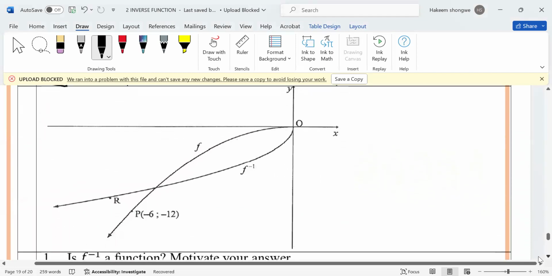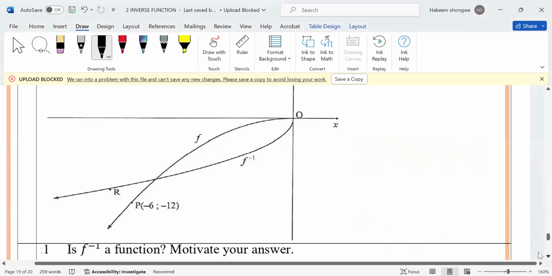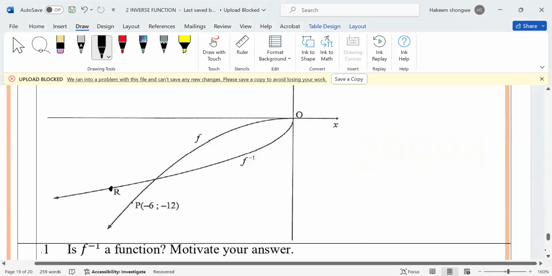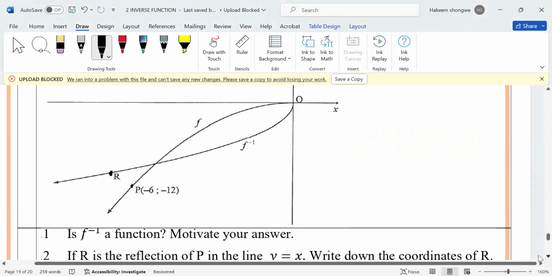And then the first question says, we have a point, so we should be careful that we do have a point on f, and also a point on f inverse. Point R is a point on f inverse, and then point P is on f. So I'm going to be using this one on the equation of f, and I'm going to be using this one on the equation of f inverse.